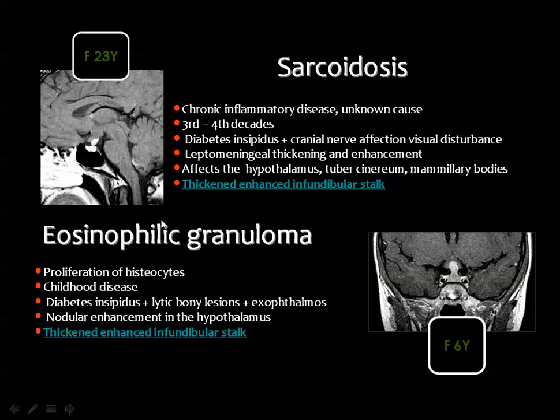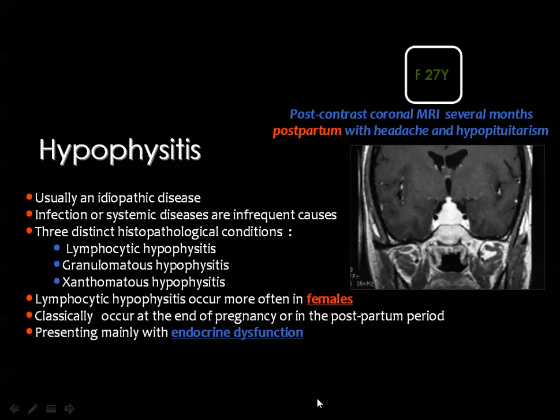Eosinophilic granuloma is usually seen in the pediatric age group, and the lesion also presents with diabetes insipidus. The presence of lytic bony lesions will help in the differential diagnosis, and also the presence of exophthalmos due to encroachment on the orbital cavity. Then in both conditions, you will see a thickened, enhanced infundibular stalk.